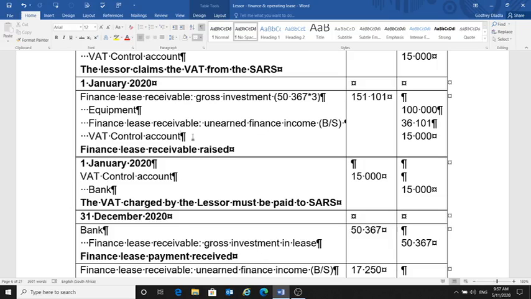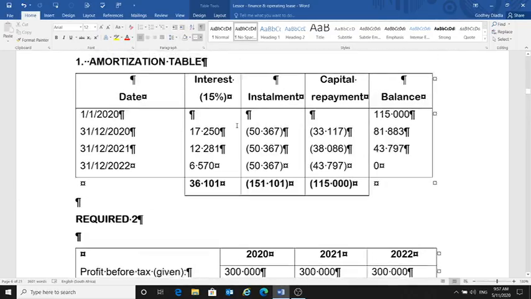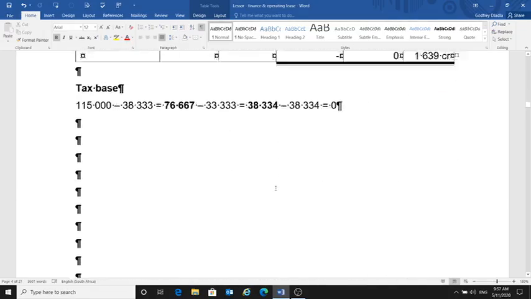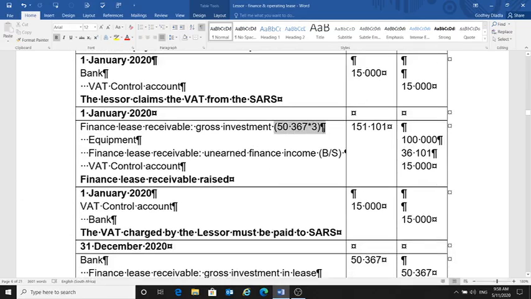It includes everything. So what includes everything in this thing? Let's look at the amortization table so you can see. This is payments of this one. It is payments that include the capital repayment, which is 115, the amount of the asset, and the interest. If you add the two, they will give you this one on 151. So the gross that includes everything is 151, which is made up of 50,000 times 3, and you raise this data here.